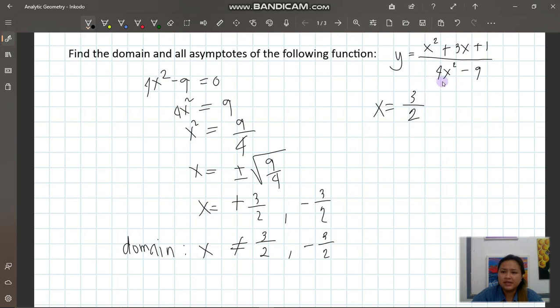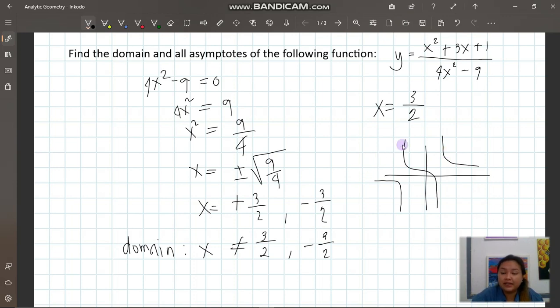For example, if we graph this, it would roughly look like this. Let me verify. I just used a graphing calculator to visualize this one. Something like that.